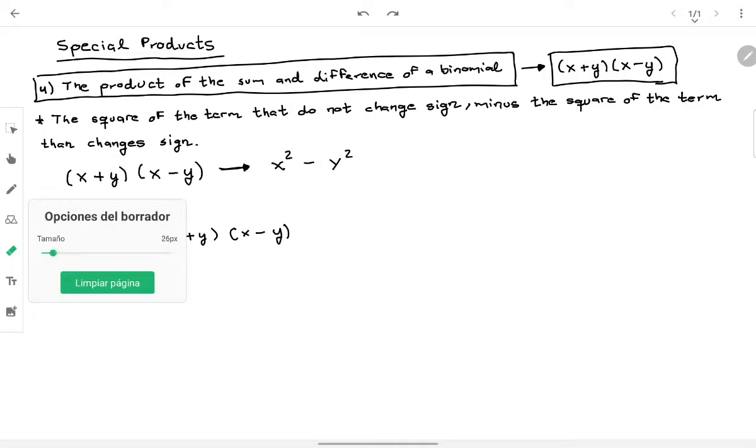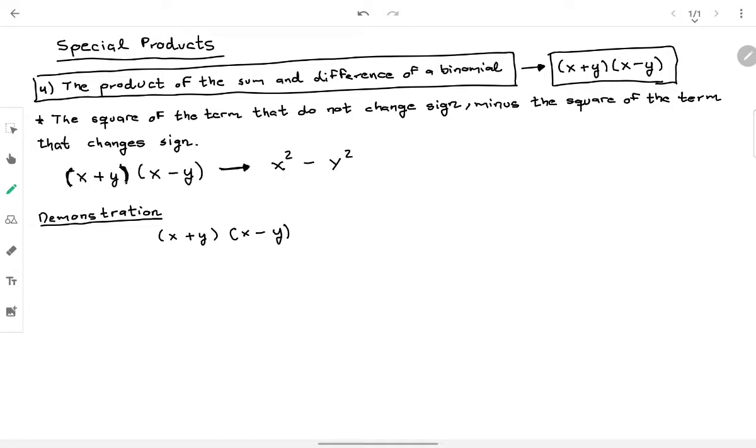It will be something like this. x plus y in one parenthesis multiplying x minus y. So in this case, the rule is the one that doesn't change sign, x squared, minus the one that changes sign. So it will be minus y squared. So it's going to be very simple. So let's see the demonstration.